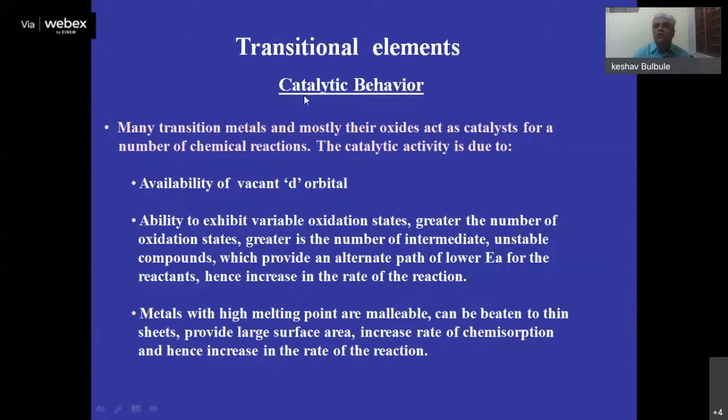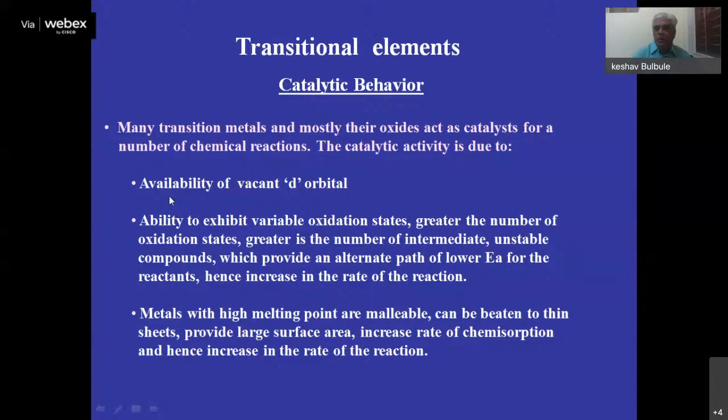99% of the catalysts used in industries are either directly D block elements or their compounds. Catalyst is popularly known as the backbone of any industry. Then why can D block elements alone, but not S and P block elements, act as catalysts?